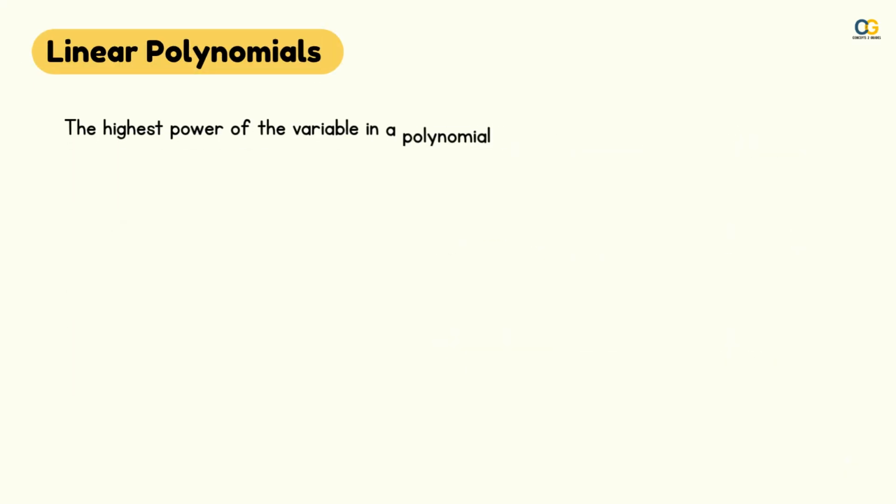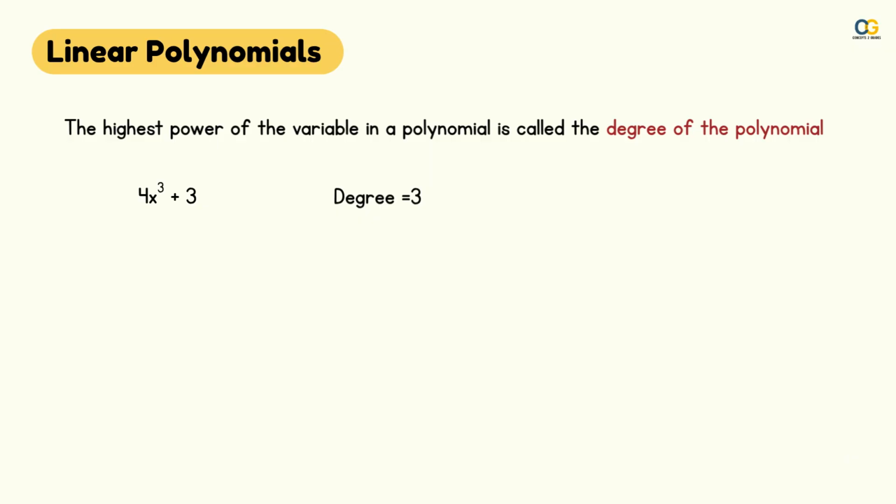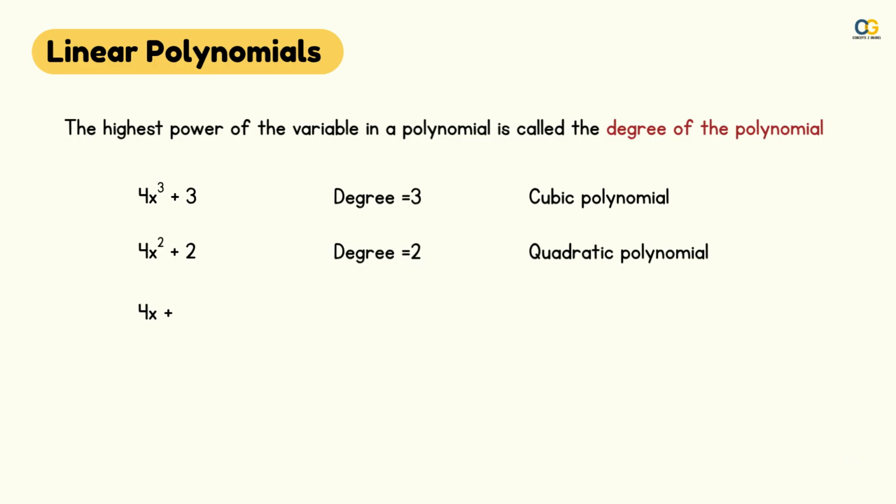Now, the highest power of the variable in a polynomial is called the degree of the polynomial. If I write a polynomial saying 4x cubed plus 3, the degree will be 3. And since the degree is 3, it is called a cubic polynomial. If I write 4x square plus 2, the degree is 2, which is a quadratic polynomial. And if it is 4x plus 1, the degree is 1, which is a linear polynomial. In this chapter, we will be focusing on linear polynomials in 1 variable.